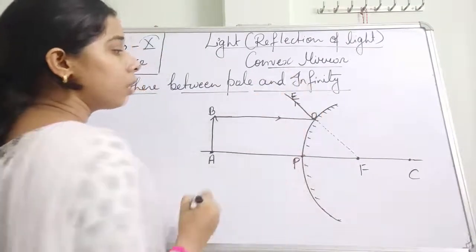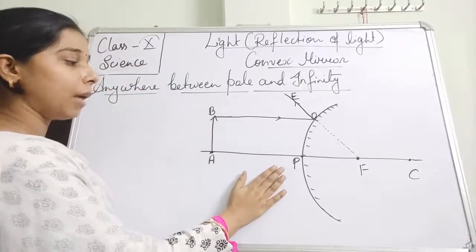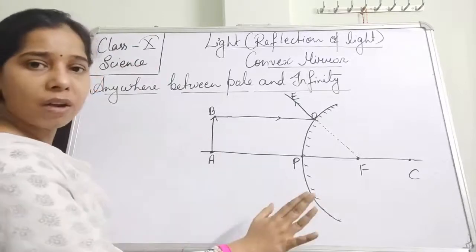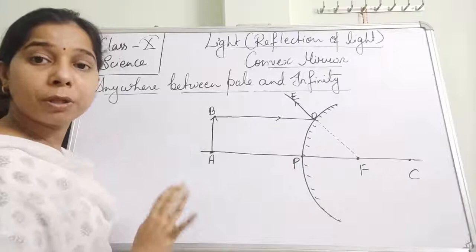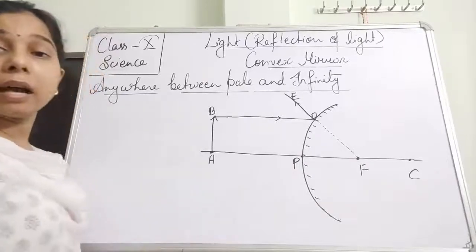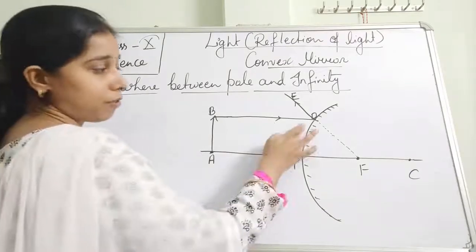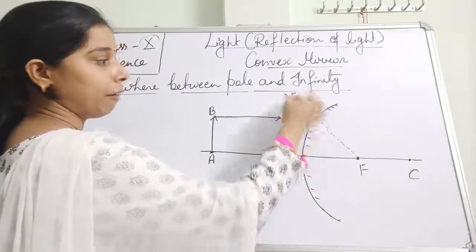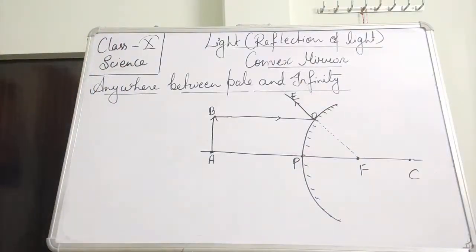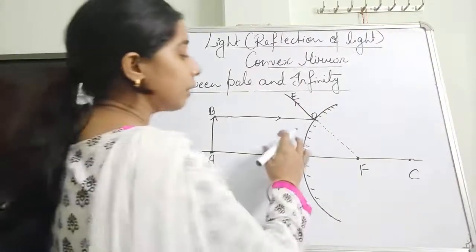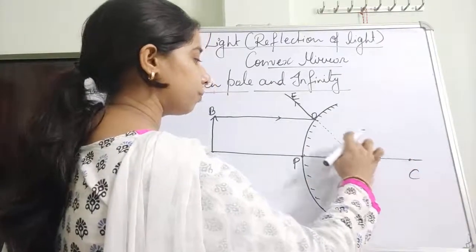E. So a ray of light from an object AB kept between pole and infinity, even if you keep it very close or very far, but between pole and infinity, after reflection one of the rays gets reflected and seems to be coming through the focus, students. There will be another ray, students, that seems to be coming through the center of curvature.